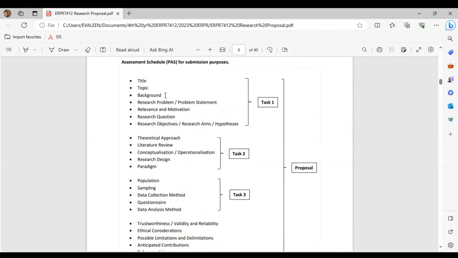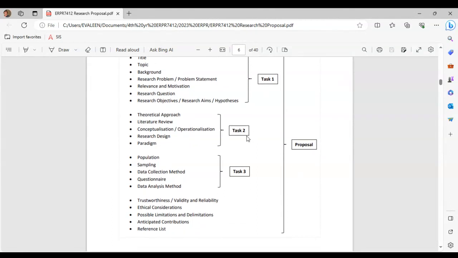This is your table of contents, and you're going to put the page numbers next to them. Only one page, not how many pages it takes up. So title is on page 5, topic is on page 5, a theoretical approach page 17. Right, so your table of contents needs to be there, and you're just continuing with the proposal now.